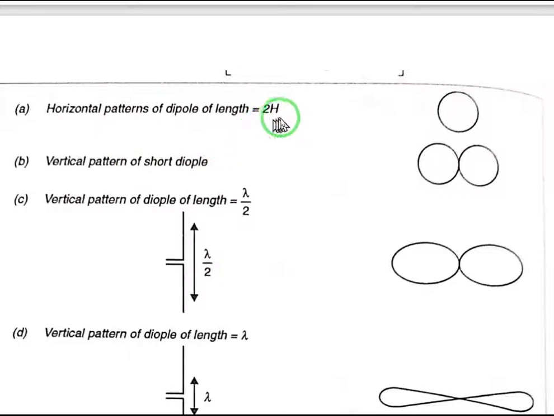if we have a length of dipole multiplied by 2, a twice length dipole, the horizontal pattern for this twice length dipole will be this one, that is circular.